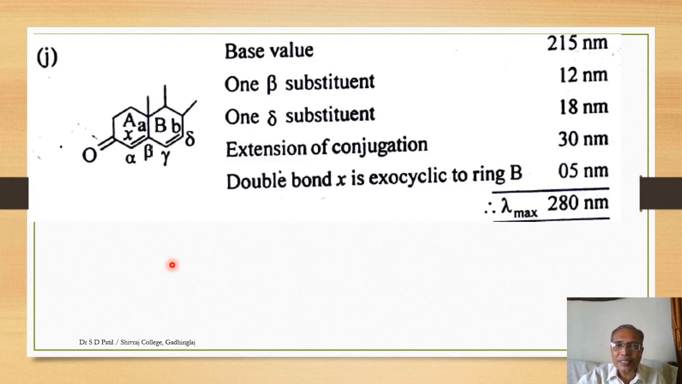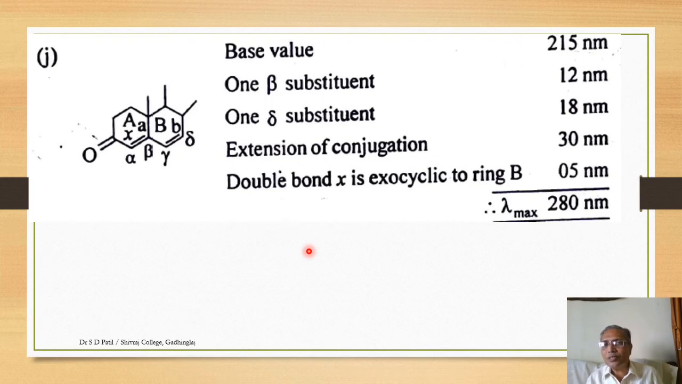In this case again the base value is 215. Then one beta substituent: carbonyl group, alpha carbon, beta, at beta there is one alkyl substituent. Then at delta position there is one alkyl substituent. The extended conjugation is there, and double bond X is exocyclic to ring B. This is your ring B, and this double bond is exocyclic to ring B.